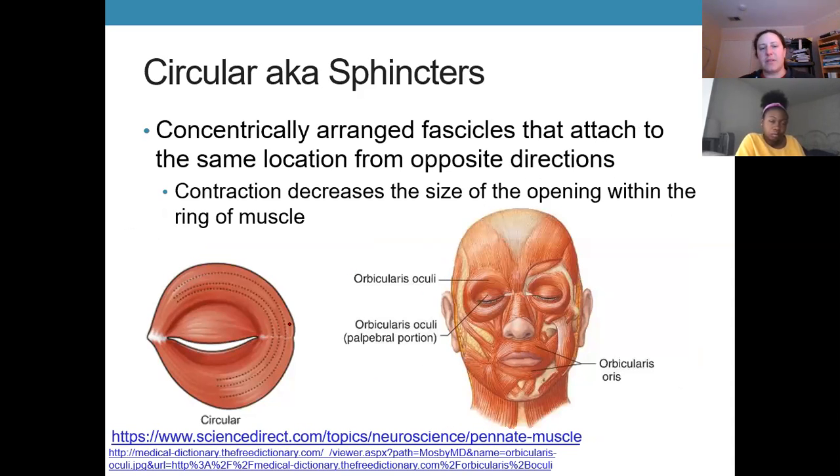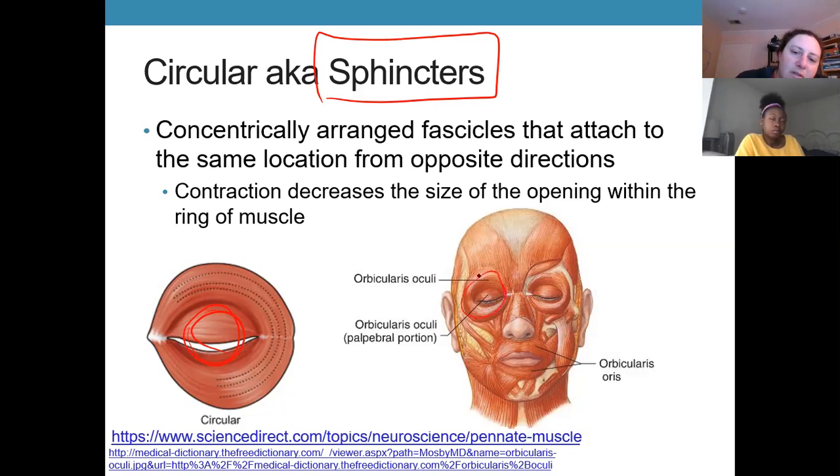Circular muscles are pretty self-explanatory. The muscle fascicles run in a circle. Now, when we have circular muscle and it contracts, it actually constricts the central opening. And so that allows it to control the movement of things through. And so we call them sphincters. That's the other term for them. Some of those are, in fact, sphincters, controlling the movement of things into and out of the body. But we also have these circular muscles in places like around our eyes and around our mouth. So lots of controlling cavities.